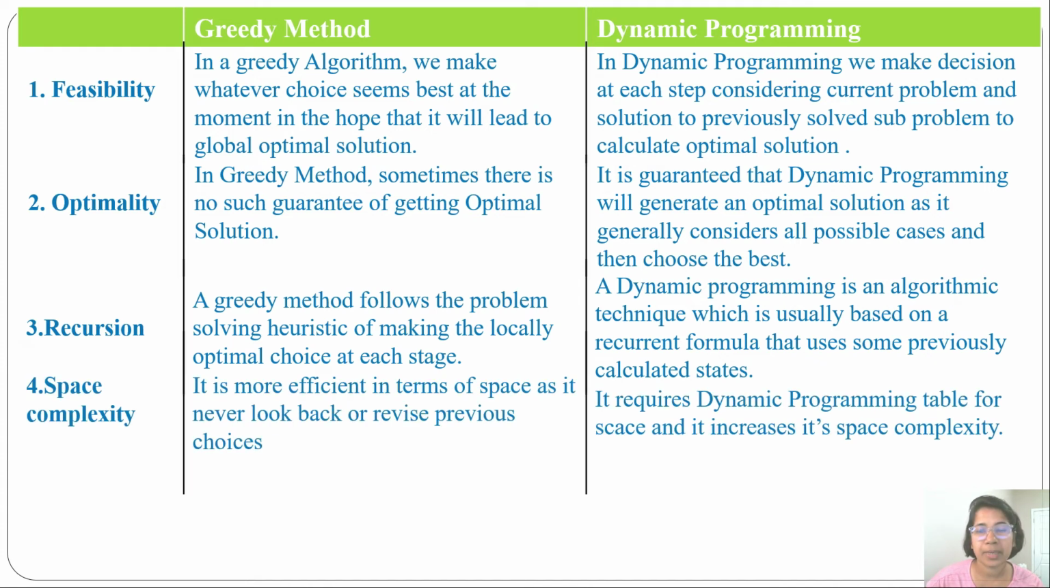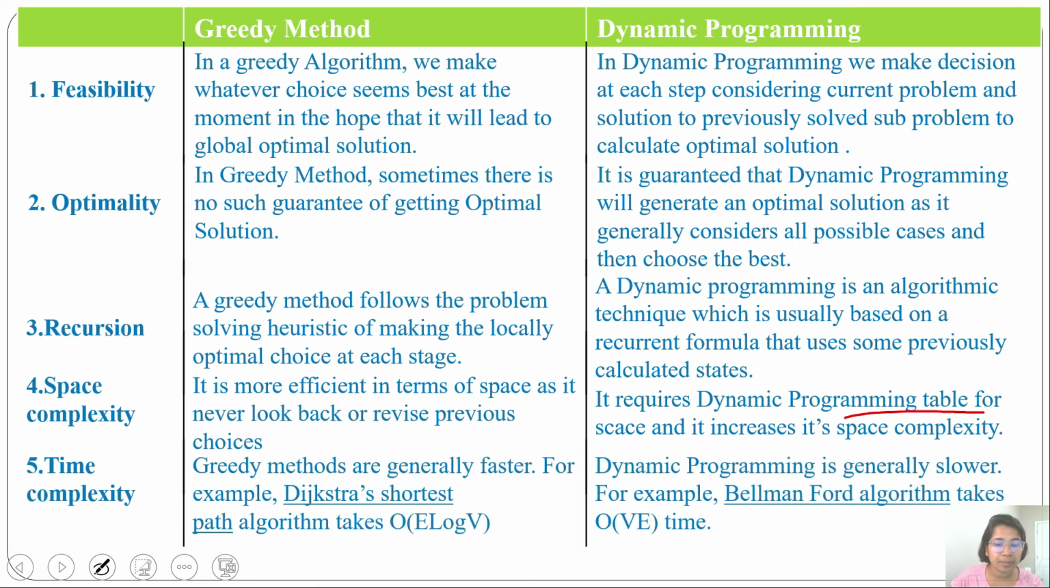Next is space complexity. Dynamic programming has more space complexity than greedy method, as greedy method is more efficient in terms of space. It never looks back and it cannot reverse the previous choice. Whereas in dynamic programming, we use a table for space and it increases the space complexity. So in greedy method, we cannot go back. We cannot reverse our decision. Whereas in dynamic programming, we keep track of all the information in a table. So that's why dynamic programming requires more space than greedy method.